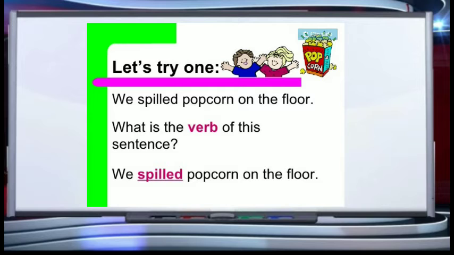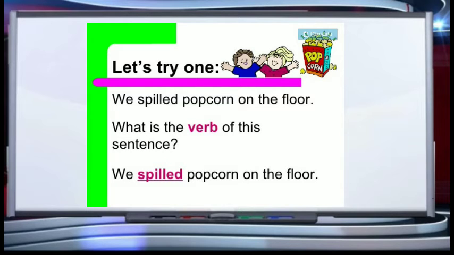Now, let's take another example. We spilled popcorn on the floor. Now, in this sentence, what is the verb? Spilled. So, who spilled popcorn on the floor? We. So, we is the subject of this sentence.